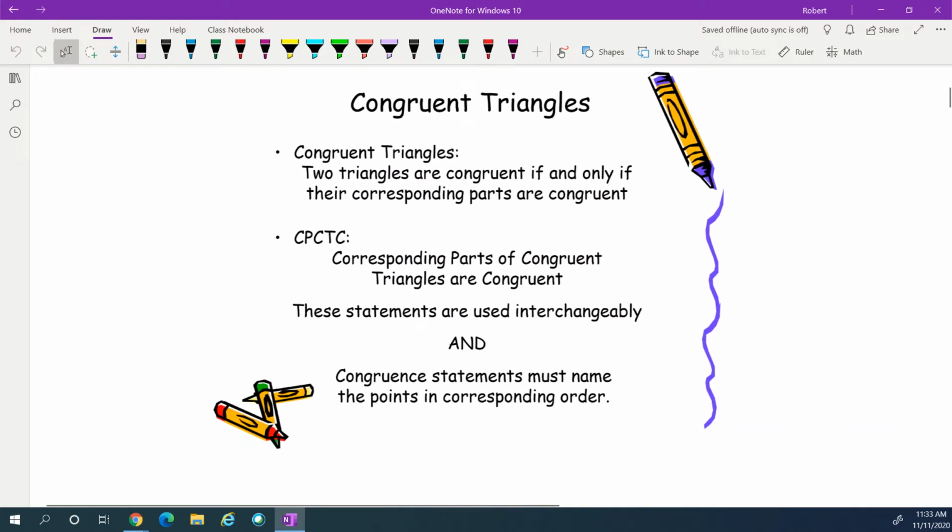So I want to remind us of a few things. Two triangles are congruent if all of their corresponding parts are congruent. They have to match perfectly. And this acronym CPCTC: the corresponding parts of congruent triangles are congruent. Once we know they're congruent, we know about all of their parts. We today have to figure out, are they congruent? And remember, everything is about corresponding parts and corresponding order. So this is going to be really important.